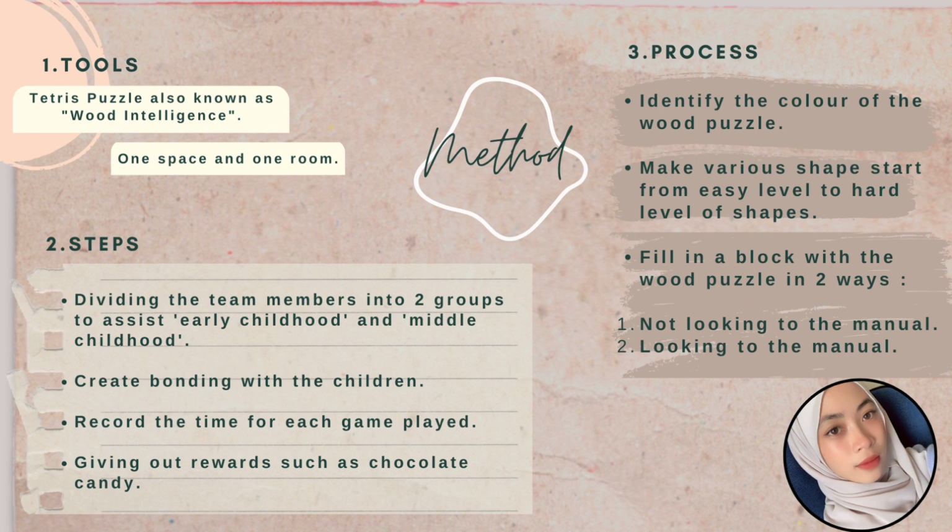Firstly, we divided the team members into 2 groups to assist early childhood and middle childhood. Next, we create bonding with the children, and then we record the time for each game played. Lastly, we give out rewards to the children such as chocolate candy. So, we move to the process of the experiment. For the first game, identify the color of the wood puzzle.